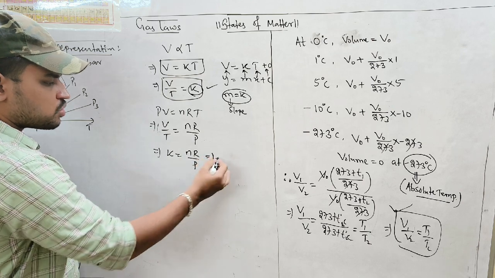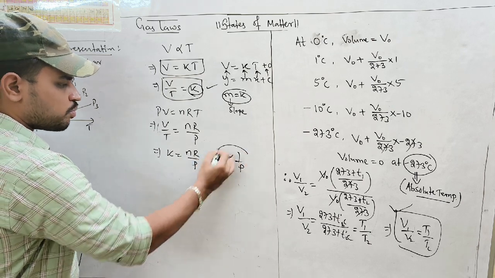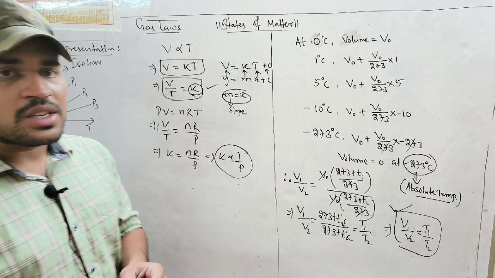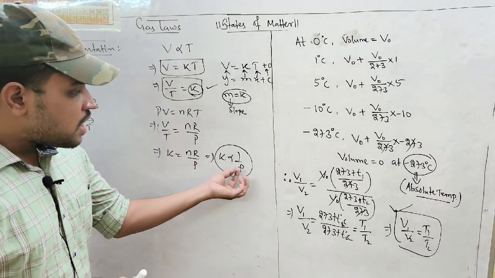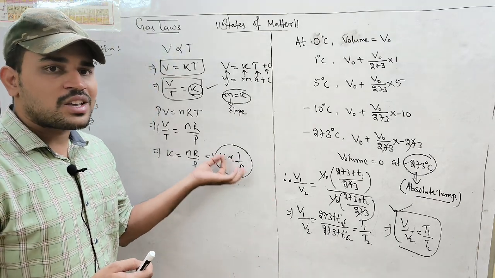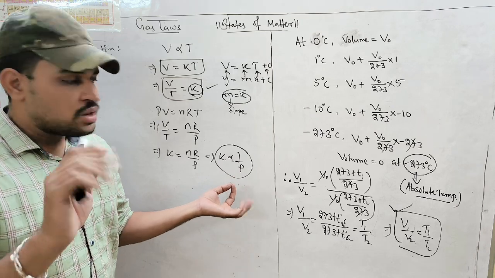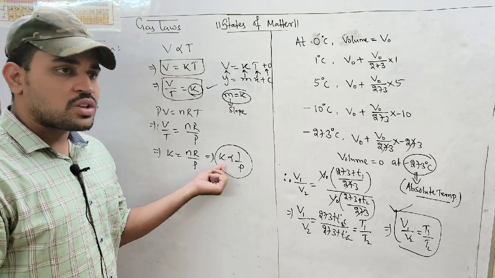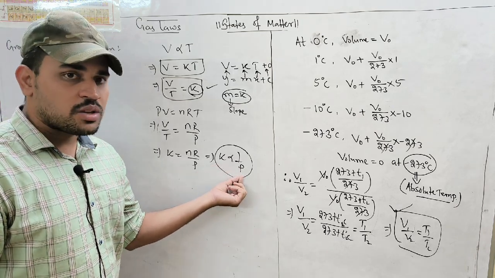So from this what we understood, K is inversely proportional to P. It means slope is inversely proportional to P, meaning larger the pressure, lesser will be the slope. Remember, larger the slope, lesser will be the pressure.